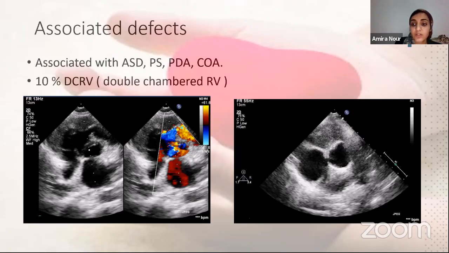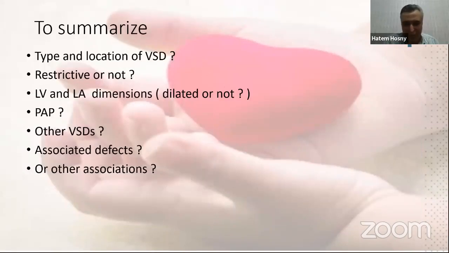And again, we said restrictive depends on the difference in pressure between the two ventricles. If we have a significant pressure difference between the two ventricles and the pulmonary artery pressure is within normal, then this goes with a restrictive VSD. So a tricky question, huh? So restrictive is physiology, while small is anatomy.